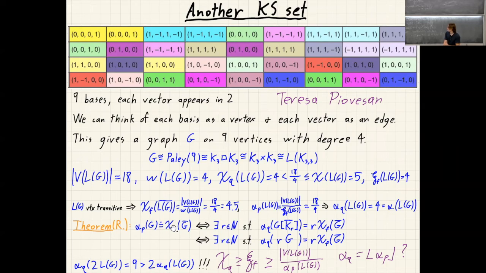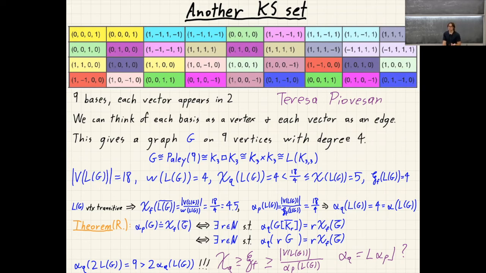Okay. And so actually what you can do here is you can take just two copies of this graph, and you'll get that alpha q is equal to 9 in this case. But this is bigger than twice alpha q of one graph, because for the single graph, alpha p is 4.5.